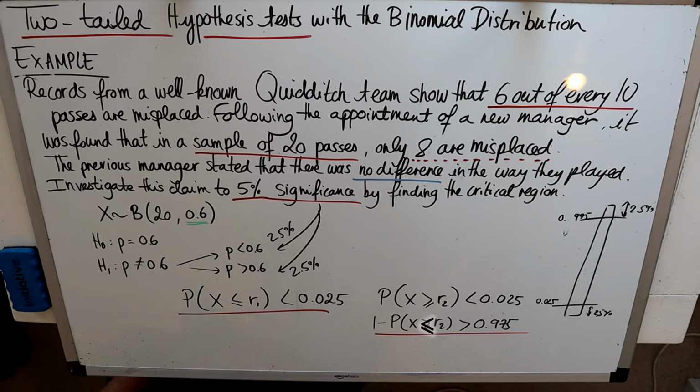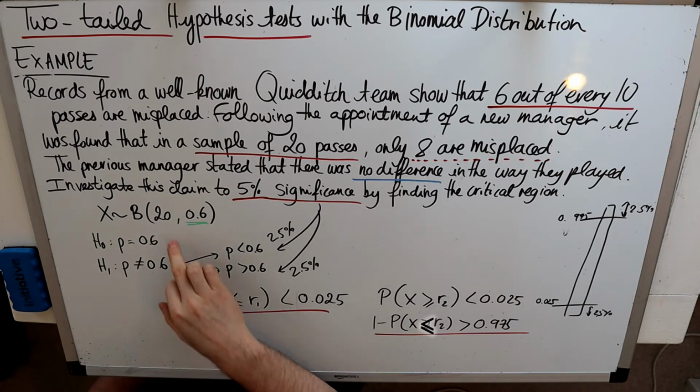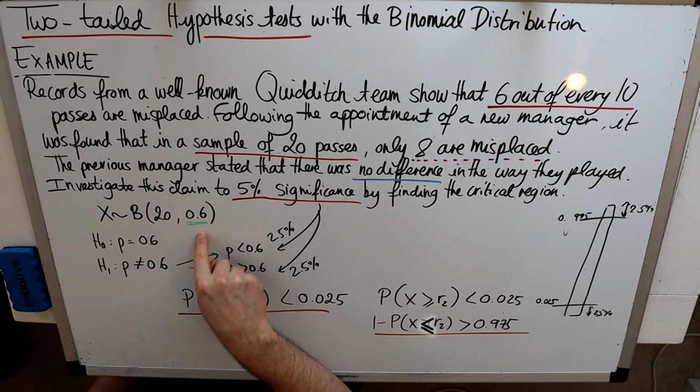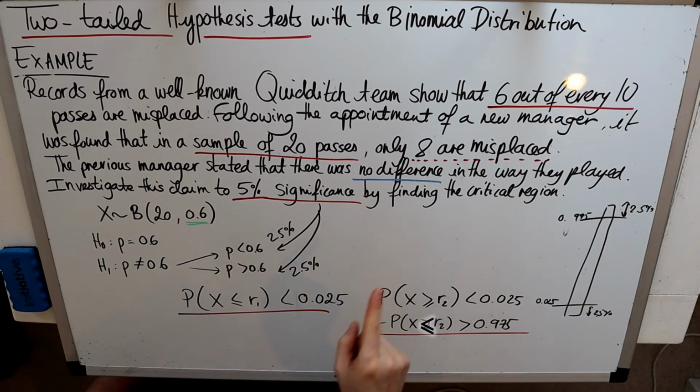Now, with a calculator, you are perfectly allowed to create a list of cumulative binomial distributions with sample size 20 and probability 0.6. And if you are good at that, have a look at the previous video I did on one-tailed hypothesis tests. I talk you through that. Feel free to do that. That is probably easier. However, what I'm going to also show you is how you can still use the tables.